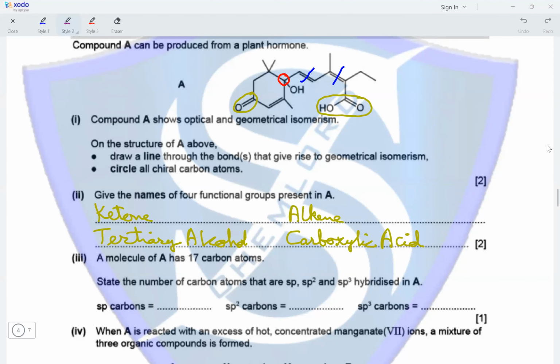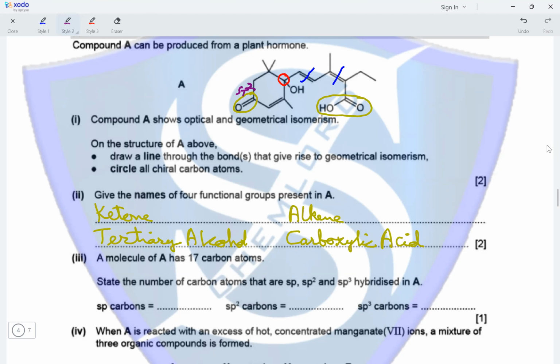A molecule of A has 17 carbon atoms. State the number of carbon atoms that are sp2 and sp3 hybridized. So in order to form sp2 hybrid carbon atoms, it needs to have a pi bond present, and for sp, it needs to have two pi bonds present. For sp3, no pi bonds present. So we start with the carbon atom with the double bond O group, the ketone group. So this is an sp2.